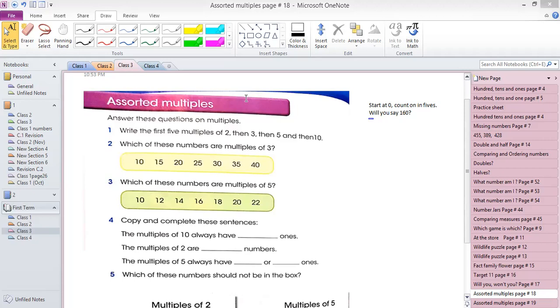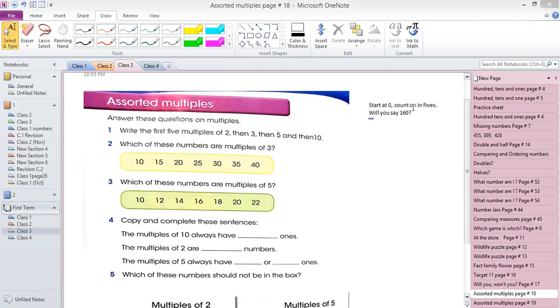Yes, sir. Start at 0, count in 5. When you say 160, yes or no? Yes. Why? Because 0, 10, 12, 14, 16, 18, 20, 22. Because the last digit of 160 is 0, right? So if the last digit of any number is 0, that means it is a multiple of 5. Am I right? Yes, sir. That's the reason. Okay. Thank you.